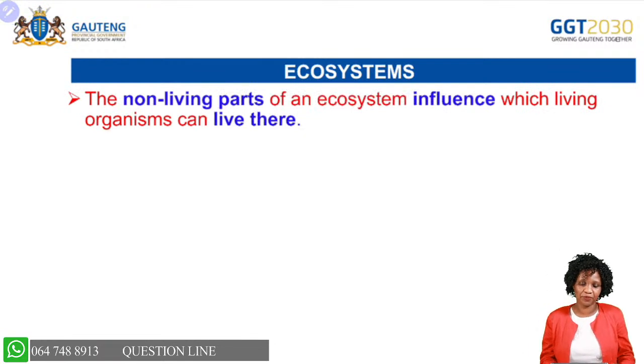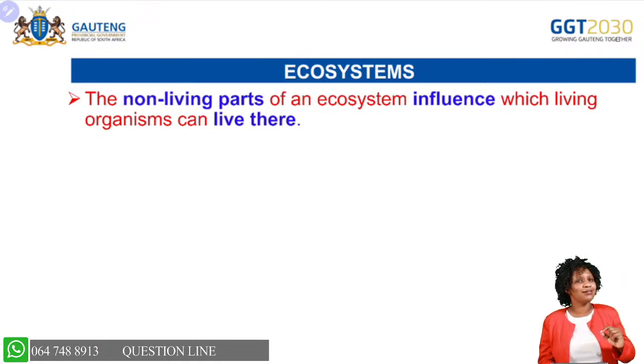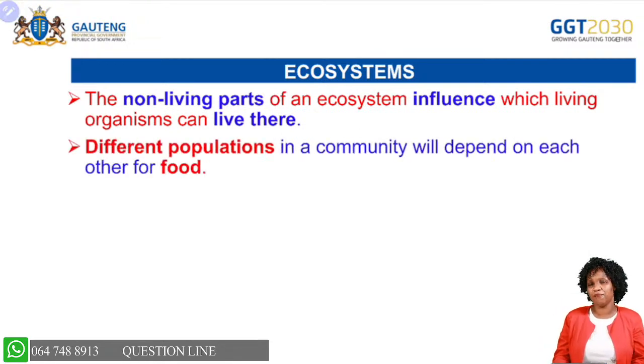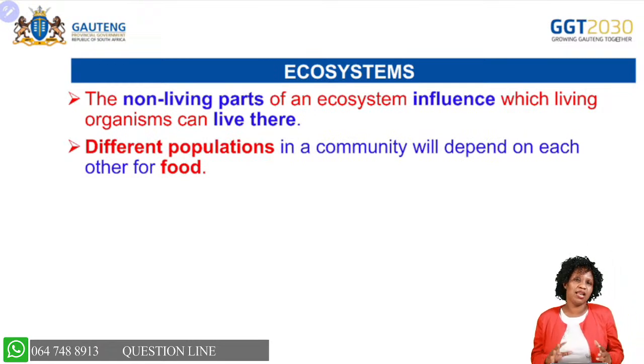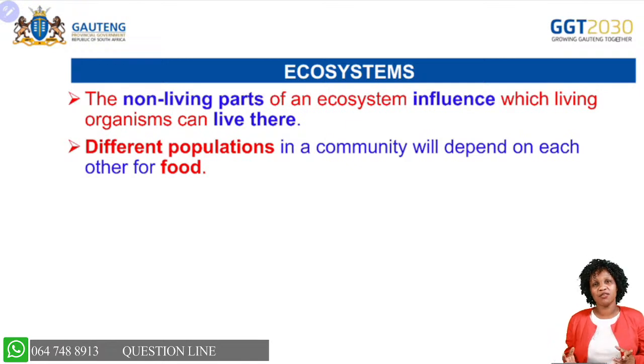Ecosystems. The non-living parts of an ecosystem influence which organisms can live there. That is ecosystems. We are now talking about what? The non-living parts of an ecosystem. They influence living organisms that live there. Why are we saying the non-living will influence the types of organisms that live there?